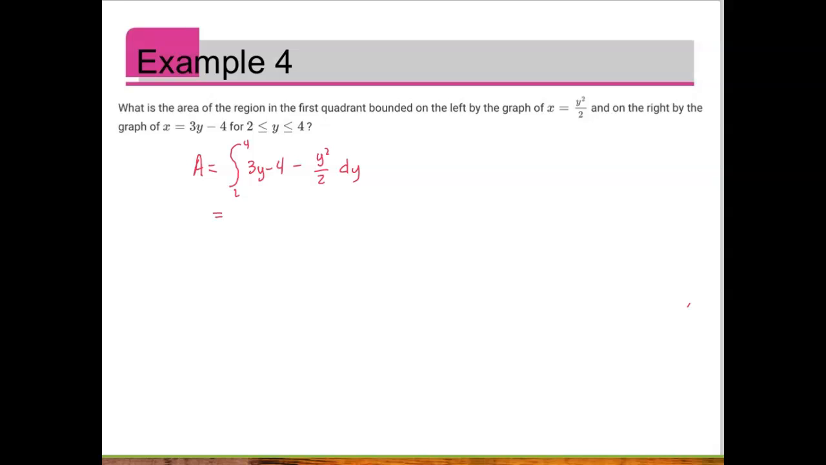Antiderivative of 3y: 3/2 y squared, minus 4y, minus, what's the exponent? Y to the what? All right. And there's already a 2 down there, but we're going to bring an additional factor of 3, so it's over 6, right? From 2 to 4.